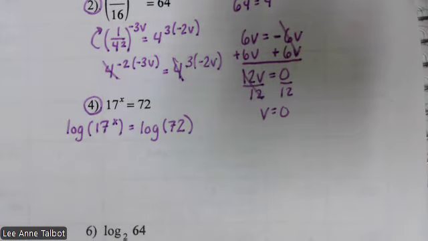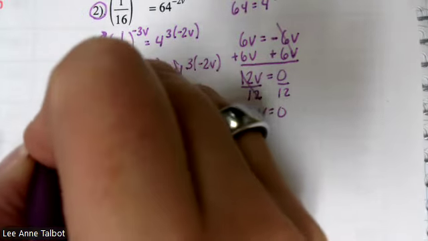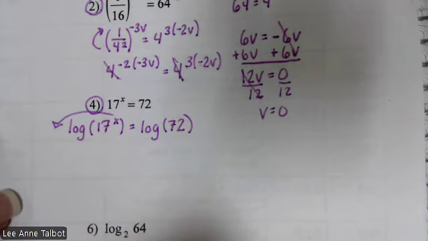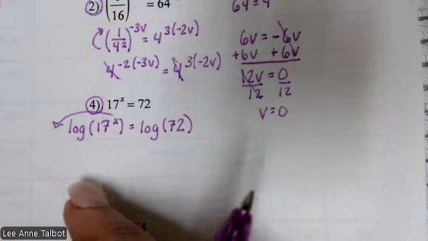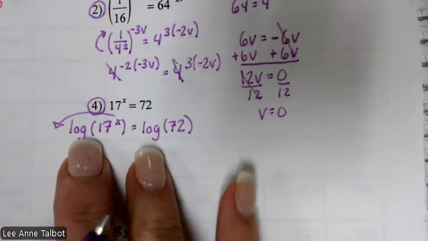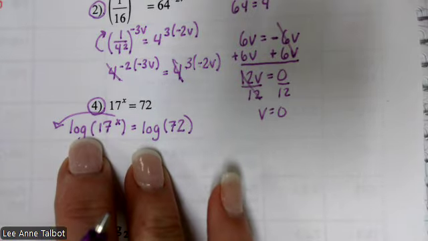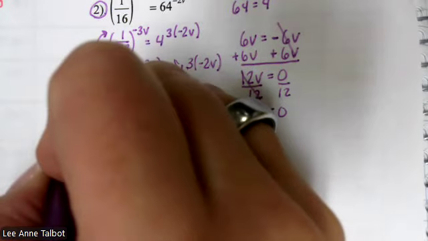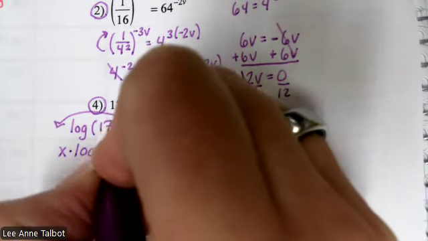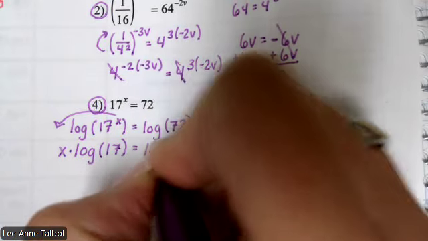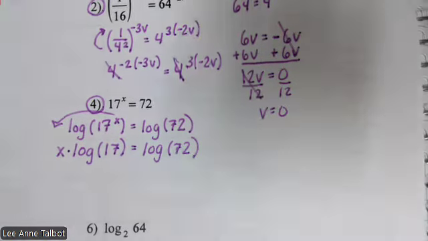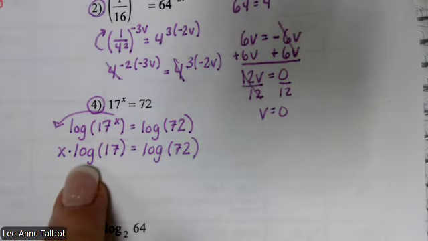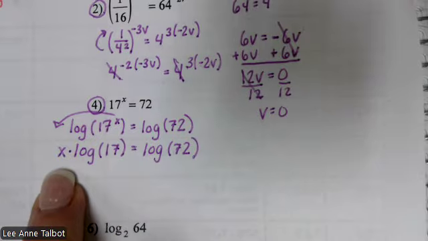How do I get the cat out of the tree? Hit it with a log on both sides. So you're going to shake the tree and the cat's going to come down to the front. Okay, so I logged both sides. And now I'm going to use the power property that we learned yesterday to bring the x in front and make it into multiplication. Okay, and what that does is that allows me to undo the log with division so I can get x by itself.